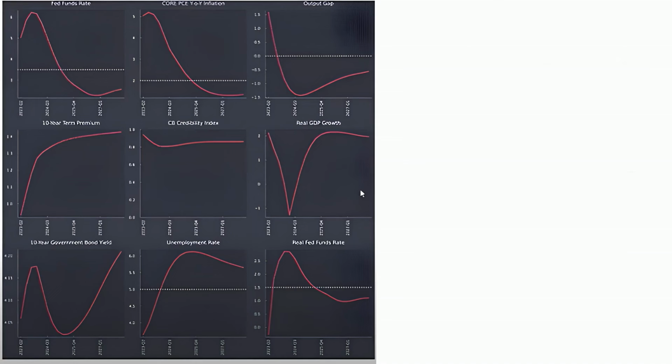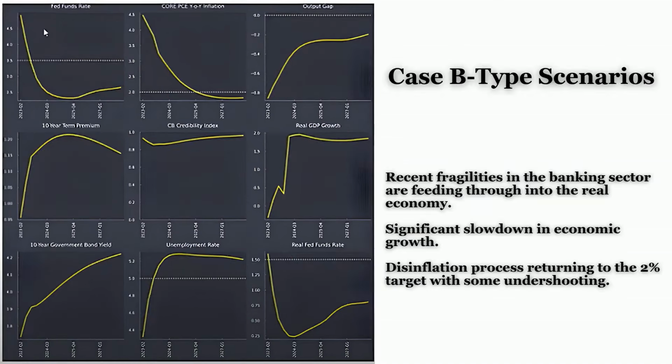In the case B scenario, the measures already taken are assumed to be sufficient to cool the economy. In this case, no additional rate increases are needed to achieve policy objectives. Interest rates start decreasing almost immediately, inflation declines, and the economy experiences a negative output gap and low GDP growth for the next period. The banking crisis and tighter lending conditions have a negative effect on the economy, contributing to this outcome.